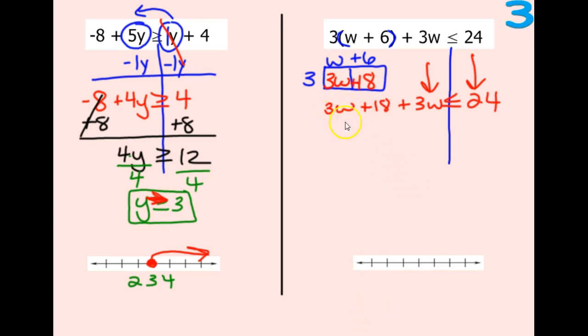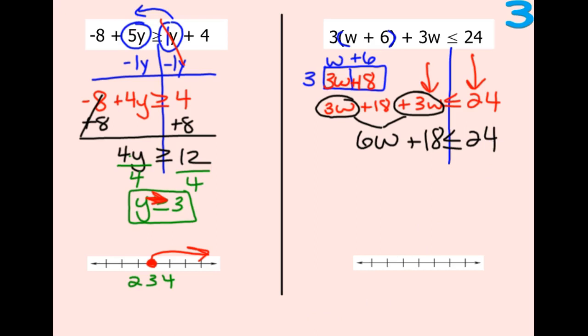So before I go any further, I need to combine some like terms. I have 3w here and another 3w here. So 3 plus 3 gives me 6w plus 18 is less than or equal to 24. So now, just like we've been doing, get w by itself. Subtract 18. Always get rid of just your number first. We have 6w. 24 minus 18, you can count up from 18 or just subtract here, should give us 6. There we go. Should give us 6.